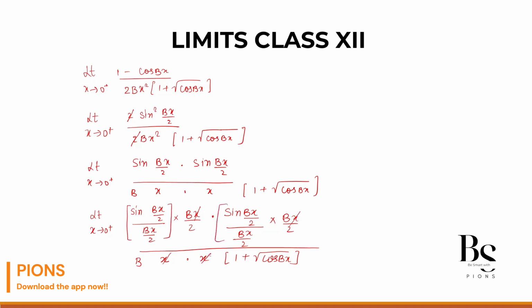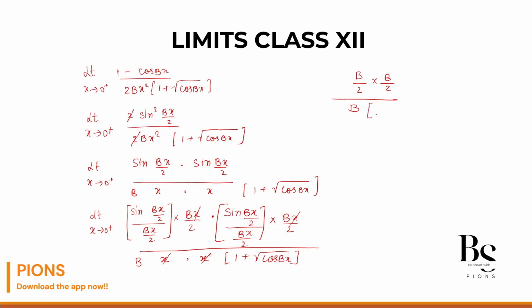Putting the limit, this will give us 1. This will give us 1. And here this is cos bx, root of 1. Let's see what we are left with after putting the limit. So first we are left with b by 2. Sir, which b by 2? Here, this one. Then we are left with this b by 2. So let's put here into b by 2. Then we are left with an extra b in the denominator.